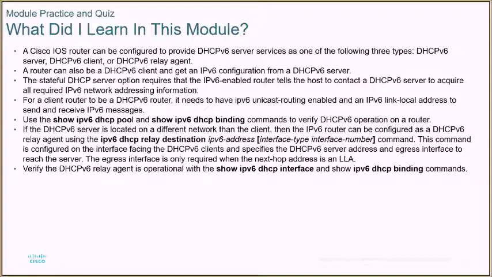And if the DHCPv6 server is located on a different network than the client, then the IPv6 router can be configured as a DHCP relay agent, and so the command is IPv6 DHCP relay destination, and then you give the IPv6 address of the server. This command is configured on the interface facing the clients and specifies the server address and egress interface to reach the server. The egress interface is only required when the next hop address is a link local. Verify again by doing show IPv6 DHCP interface and binding.